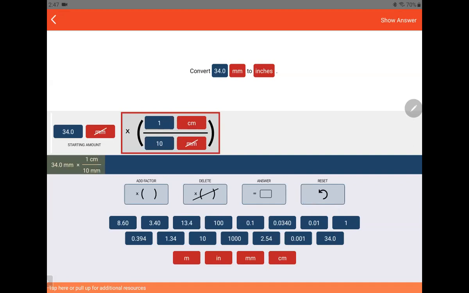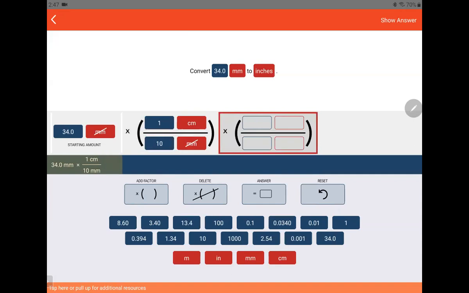So I'm in centimeters. I need to add another factor now. I need to get out of centimeters into inches. Notice you can just put the units in first and then the numbers. We know that there are 2.54 centimeters in 1 inch.